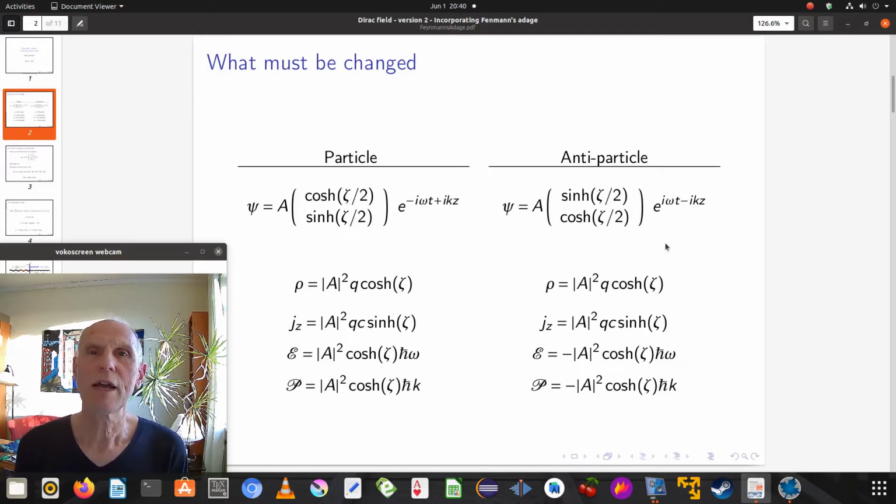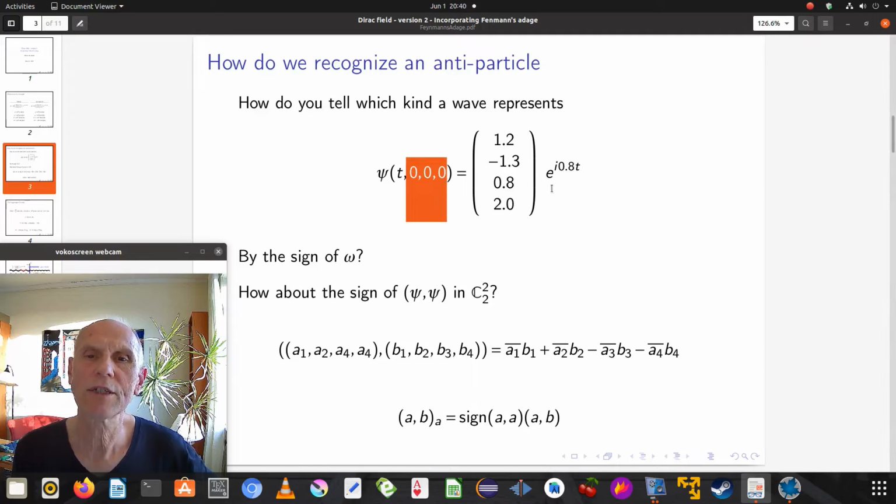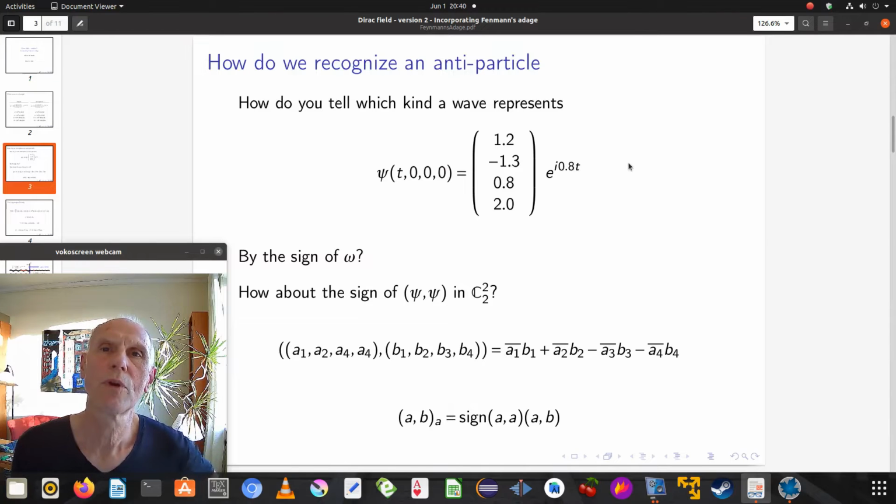The next thing is antiparticles travel backwards in time. What is an antiparticle? So let's make a test. This one, is that a particle or an antiparticle? Which kind of wave do you think it represents? We have just evaluated at the center and the time you have here. What you find in the books is that it's the sign of omega, which is negative. It's minus 0.8. So it should be an antiparticle.